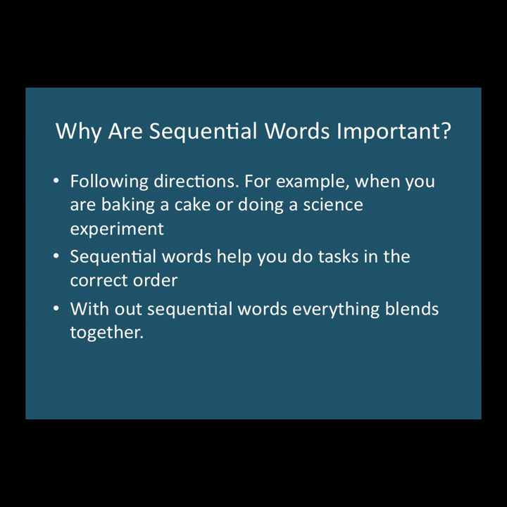Sequential words are very important. They are especially important when you are following directions. For example, when you are baking a cake, you want to make sure you follow the directions. You don't want to put the cake in the oven without adding eggs. They're also important when you are doing a science experiment. If you don't do the steps in order, the whole experiment could be off. Sequential words help you do tasks in order. Without sequential words, everything would blend together.